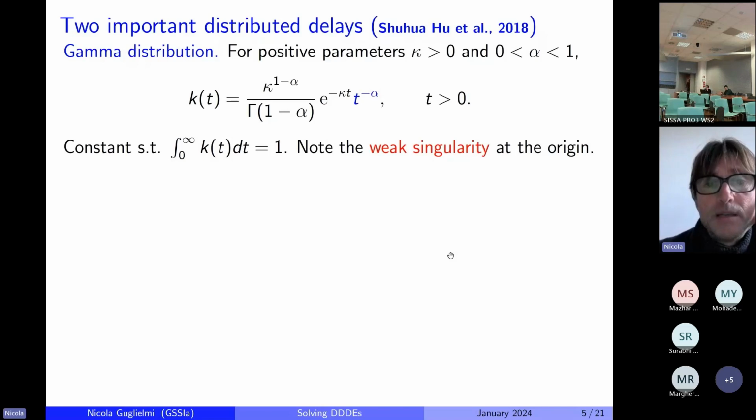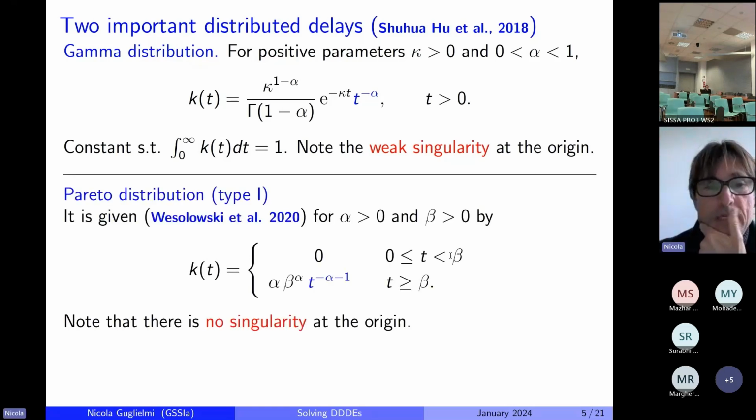And this is the very well-known gamma distribution. In particular, here alpha and kappa are positive. These constants are such that the integral of k is 1, which is, of course, the normalization for the probability density. And so here the point is how to deal with t to the minus alpha, and also how to deal with the fact that there is a weak singularity.